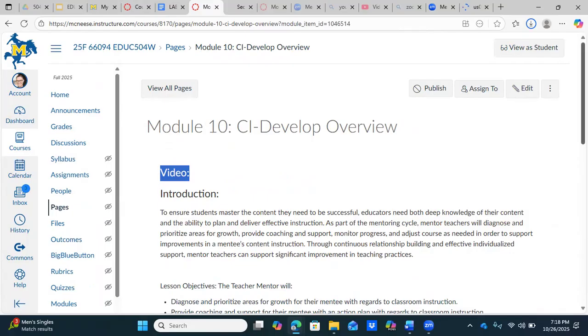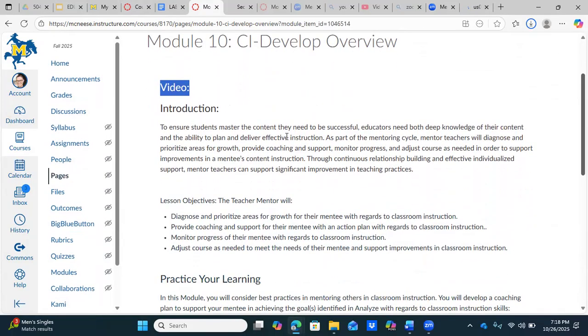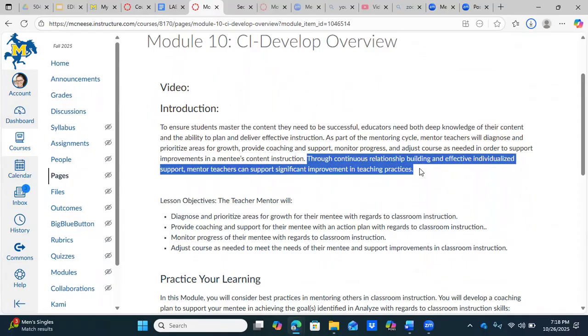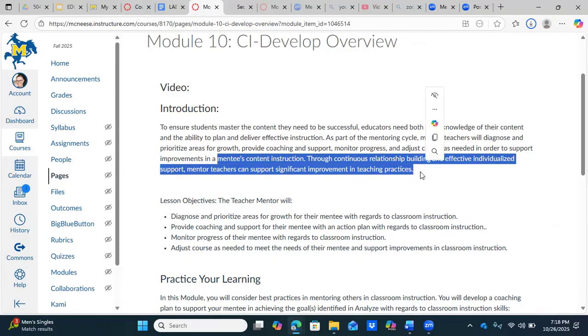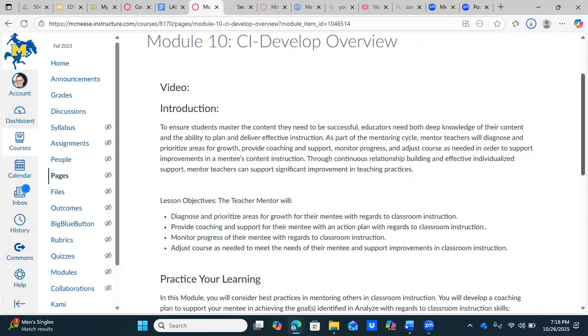And then just for the sake of time, I'm going to scroll down. The difference between the classroom management portfolio and this portfolio is that we are focusing on content instruction. So there are 3 areas we are focusing on, of course, our mentees' content instruction through continuous relationship building and effective individualized support. Mentor teachers can support significant improvement in teaching practices.